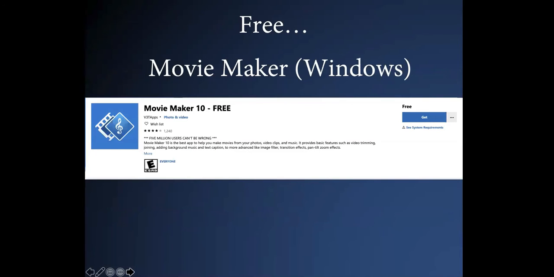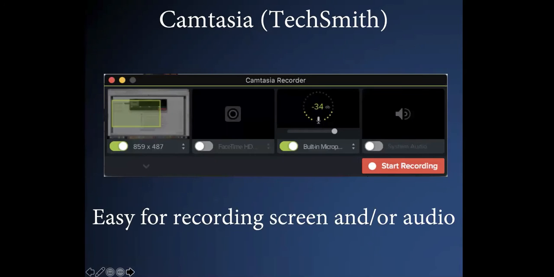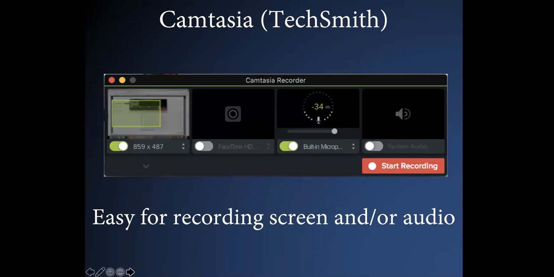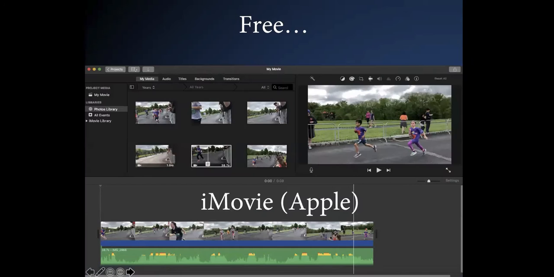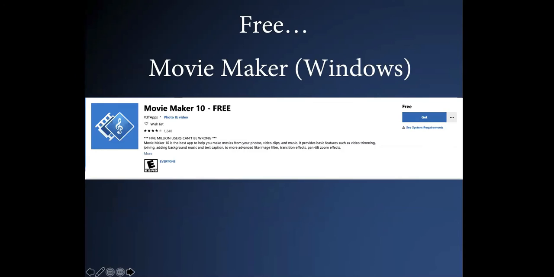For Windows, Movie Maker is their free version. It's basically their version of iMovie. I'm going to show you more detail later; sorry, I decided to put more detail in later on. So for Windows, it's Movie Maker. That's the free version, and it's going to look very similar to iMovie.